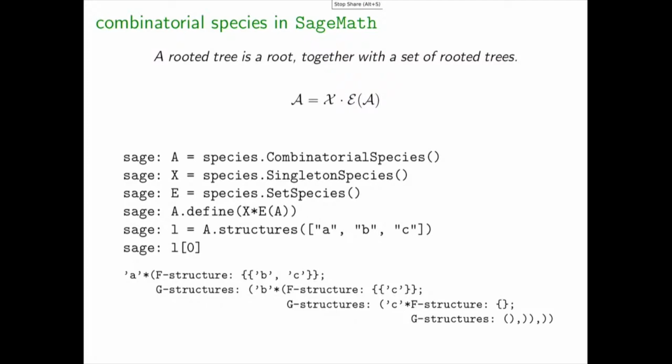The F structure is just a set. We have two labels left, namely B and C. And the G structures are again trees. So here we choose B as the root. It's just one tree actually. Here we chose B as the root, and then another tree, and so on. So here we have just one G structure. So we can draw the tree. This is A goes to B goes to C.